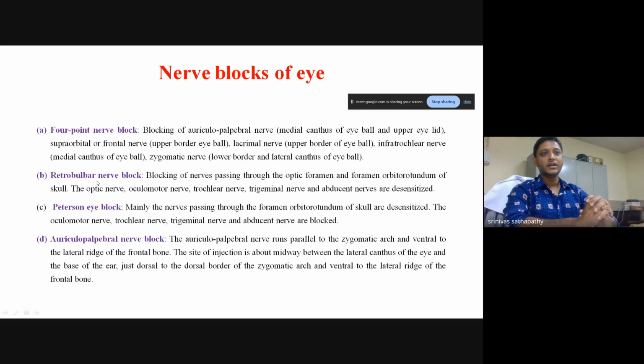And finally, the auriculopalpebral nerve, which is a part of the facial nerve. I have shown you the dissected figure. It is going to the upper eyelid. For the desensitization of the upper eyelid, this nerve block is performed.